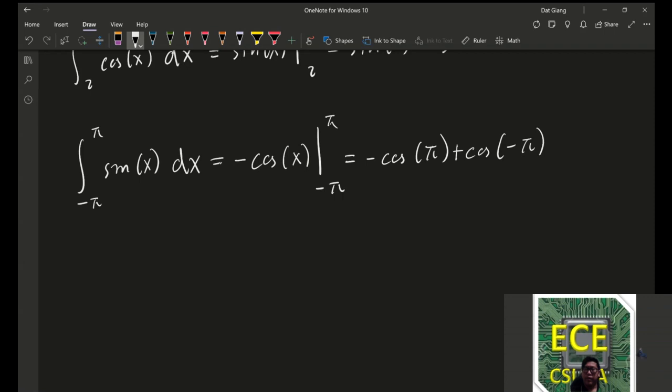Now, over here, cosine of pi becomes negative negative, so we have just simply 1. But cosine of pi, because cosine is even, is negative 1. So our result is 0.